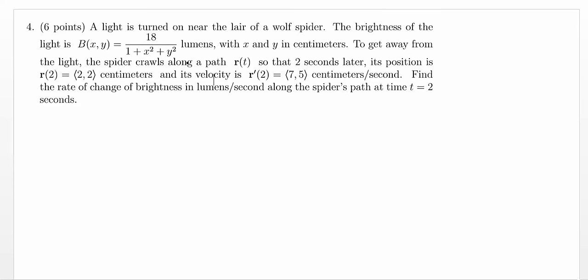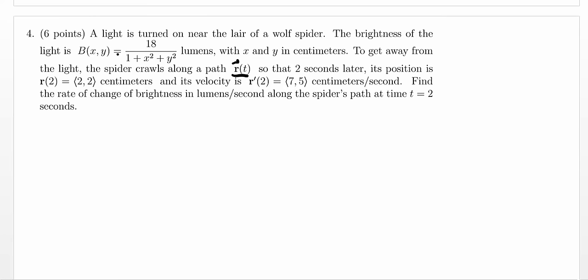Question 4. Light is turned on near the lair of a wolf spider. The brightness of the light is given by this function b of x, y equals 18 over 1 plus x squared plus y squared lumens with x and y in centimeters. To get away from the light, the spider crawls along a path r of t, so that, now notice r of t is a vector function, so that 2 seconds later its position is r of 2 equals 2, 2, and its velocity is r prime of 2 equals 7, 5. Find the rate of change of brightness in lumens per second along the spider's path at time equals 2.